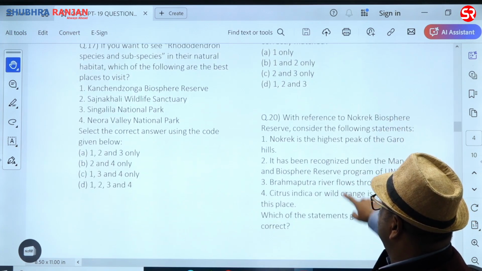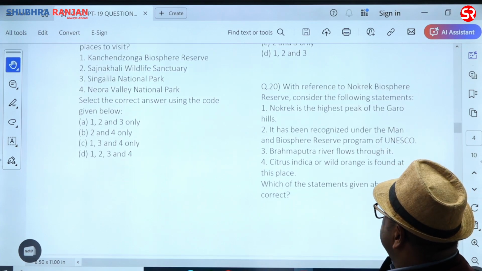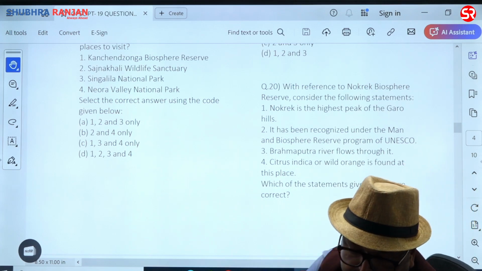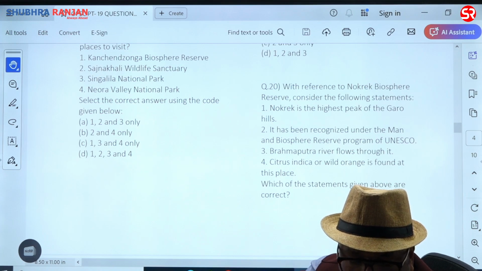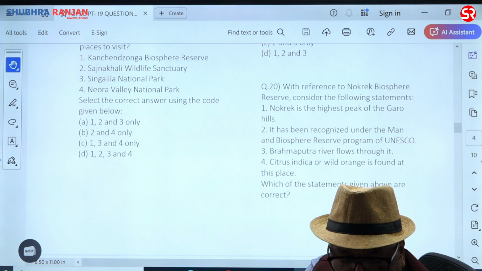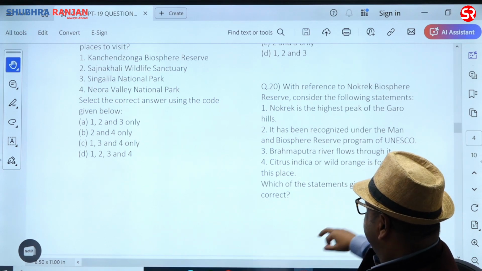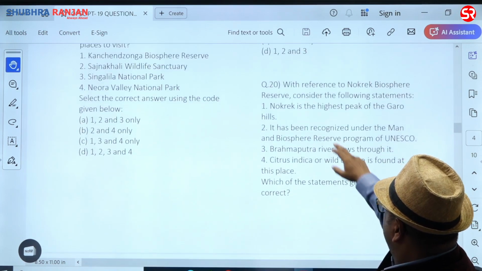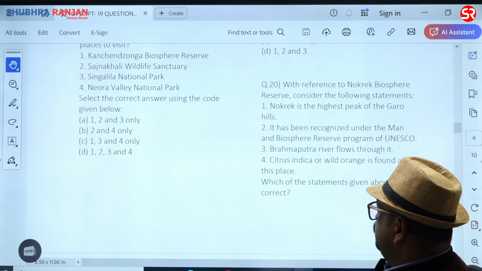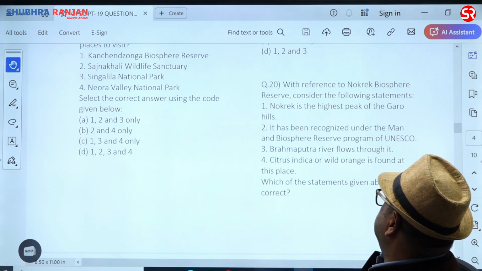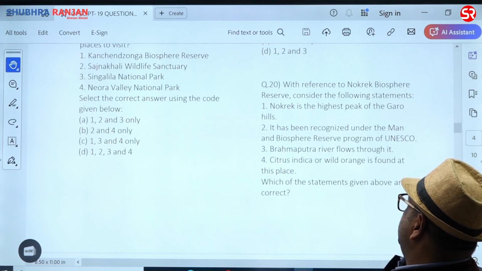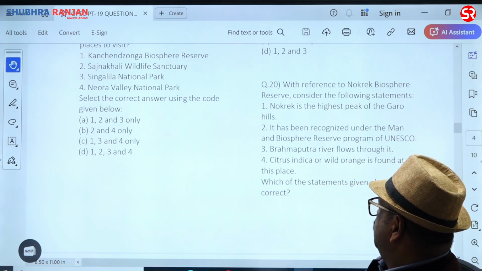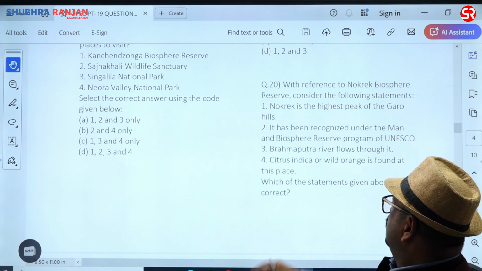Question number 20. With reference to Nokrek Biosphere Reserve, consider the following statements. Nokrek is the highest peak of Garo Hill. That is perfectly correct. It has been recognized under the Man and Biosphere Reserve program of UNESCO. Yes, Nokrek is a biosphere reserve in Meghalaya Plateau in Garo Hills district.